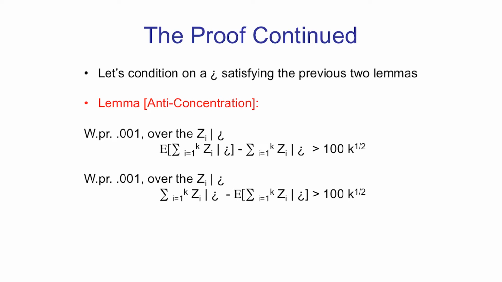Okay, but that's a problem, right? Because once I condition on tau, it's still the case that the sum of these bits is going to be at least 100 root k smaller than its expectation with some small constant probability, because of the anti-concentration. Analogously, this sum will be at least 100 root k larger than its expectation with some small constant probability.